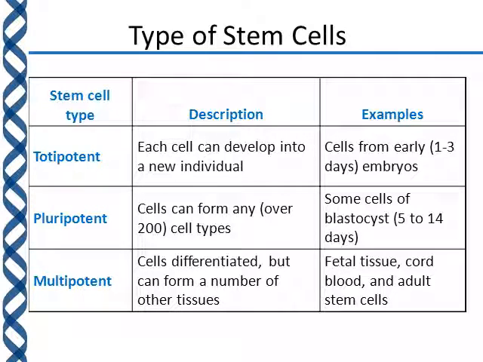Then there's the multipotent stem cells. These are cells that are differentiated but can still form a number of other tissues. These can be derived from fetal tissue, cord blood, and adult stem cells.